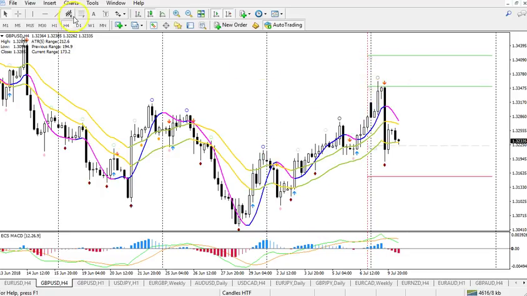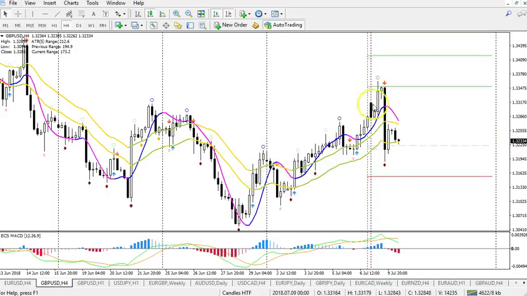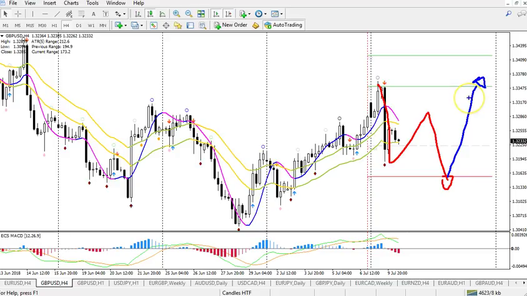And if we put a fib from here to here, like this, you can see they went up to these fib targets very nicely. And I think that we're going to see a new ABC. That's the main question. Are we going to see ABC back down? And then again, a new leg or swing to the upside? Or is there going to be a downtrend?